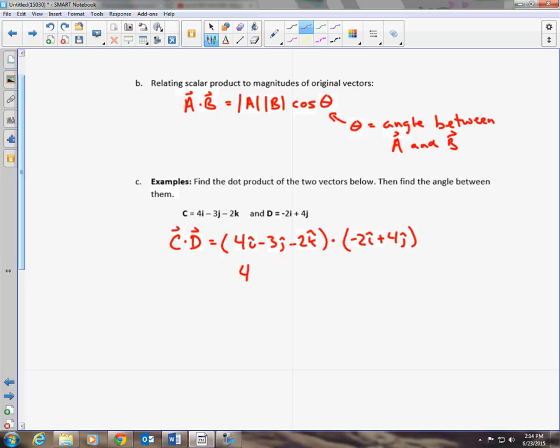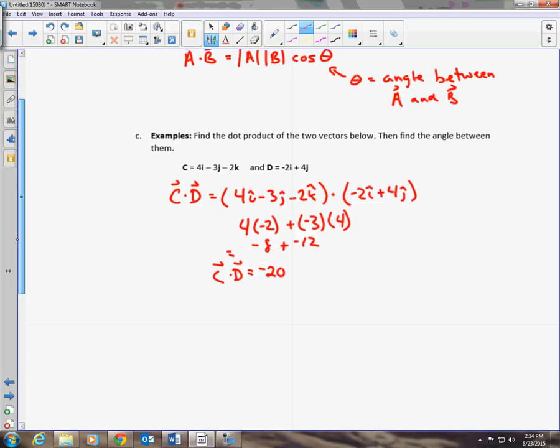So that's going to be 4 times minus 2. And then I multiply the two j terms together. So it's going to be minus 3 times 4. And then I don't have a k term in the second vector, so I don't have to worry about that. So that's going to give me minus 8 plus minus 12. So that C dot D is going to be minus 20. And it's just a scalar. I don't have to worry about direction at all.